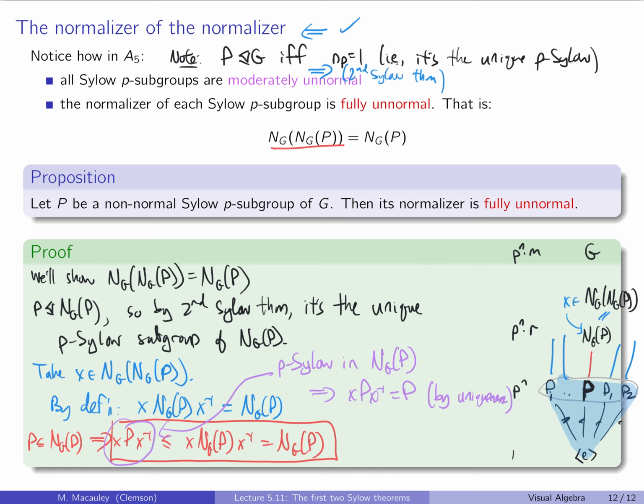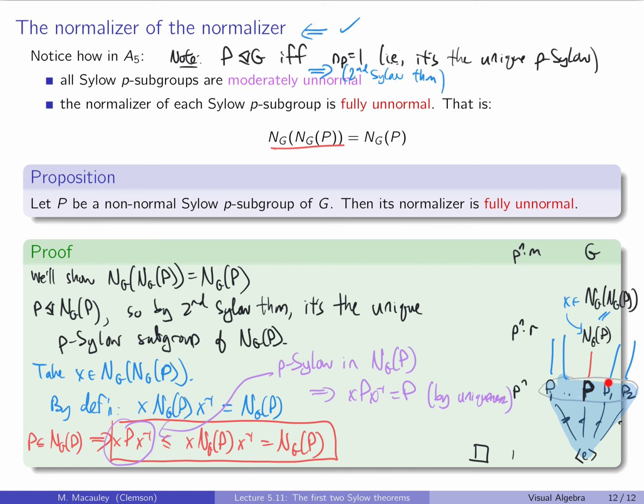So we just took something x in the normalizer of the normalizer, and we showed that it normalized P, and therefore it's in here. So this is indeed equal. And that's the end of the proof. Isn't that neat? So that's the end of the first two Sylow theorems. We established these p-group towers, and that the tops are conjugate. And what we'll do next time is we'll learn how big these tops can be. There are some pretty strong restrictions.